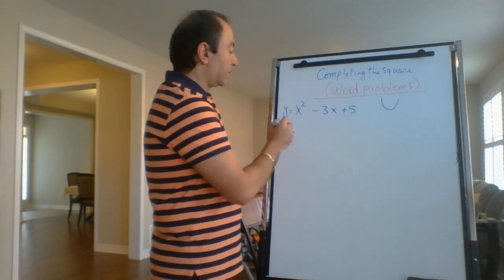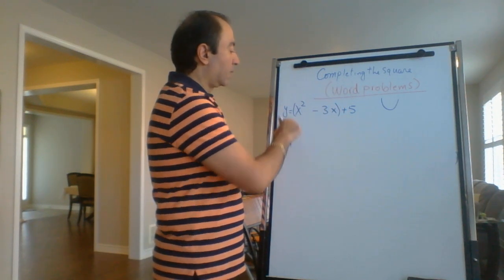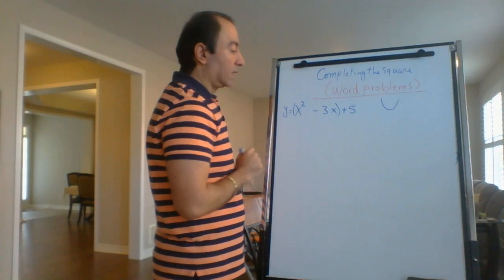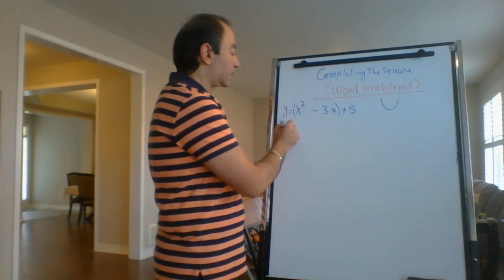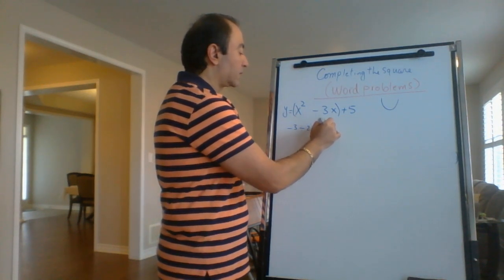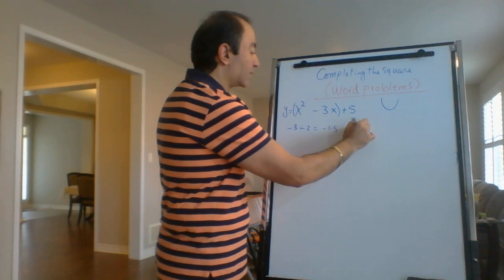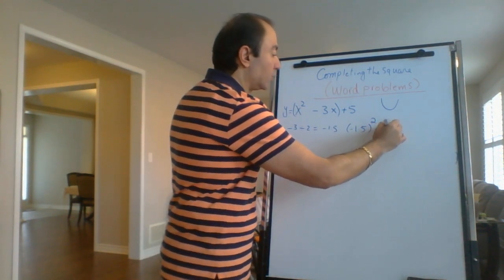So I will follow the steps. The first thing, I will group the first and second term. I will factor a out. A is 1, so I don't need to do that. Then I will get the number in front of the x, so negative 3, and divide it by 2. That will give us negative 1.5. I will square this negative 1.5, so that will be 2.25.